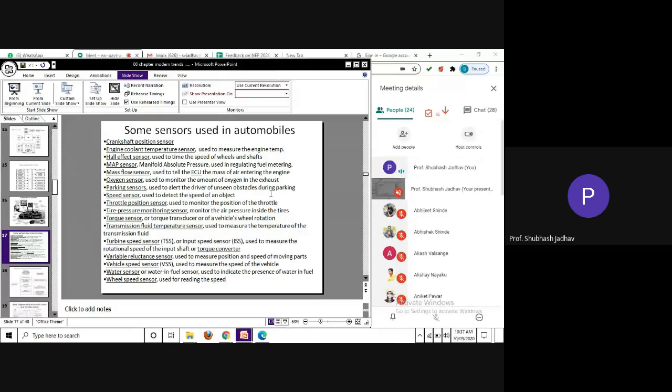Parking position sensor, you know, detects the obstacles in the parking. Speed sensor, you know. Throttle position sensor is used to monitor the position of the throttle. What is the throttle? Throttle is a valve which opens and closes the passage of the air as per requirement. Correct? So here you are talking of the throttle position sensor. Now the throttle position sensor will tell how much it is opened or closed. That indirectly tells how much air is going to come into the engine.